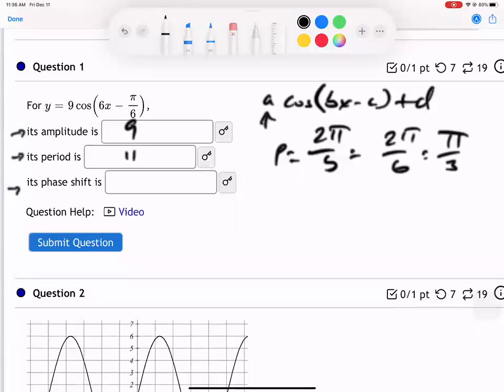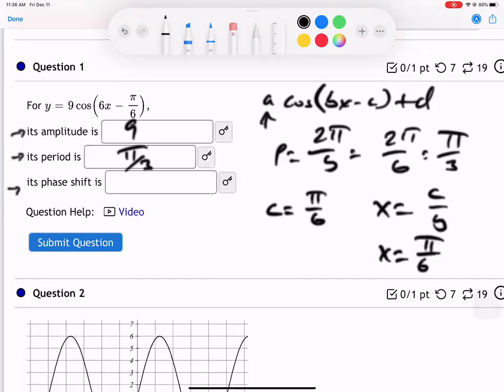That's pretty easy. Now, the phase shift is where almost everybody got this wrong. And I keep saying C is not the phase shift. C helps me find the phase shift. If C is pi over 6, the phase shift x is C over B. It's always just take C and divide it by B. So just write pi over 6 and divide it by 6.